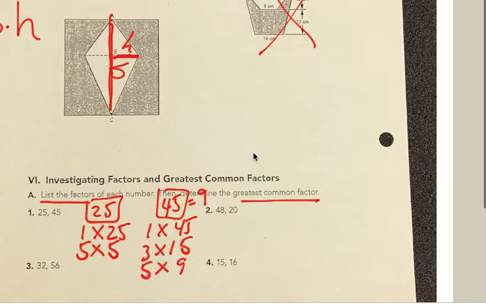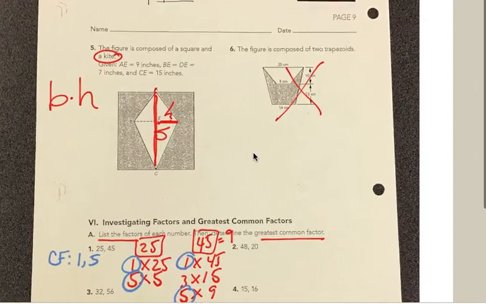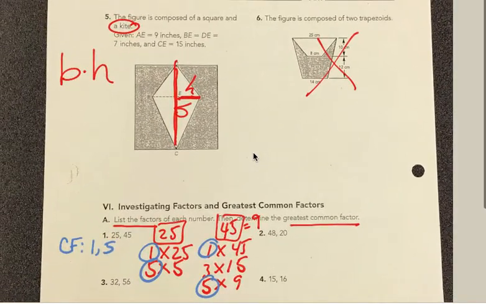So then at this point, we want to maybe circle our common factors between the two. So 1 and 5 and 5. Now, out of those common factors, so we're going to call those CF, there are 1 and 5. Now, what would be the greatest common factor with those common factors, which is just 5. So that's all you're supposed to do with this section.